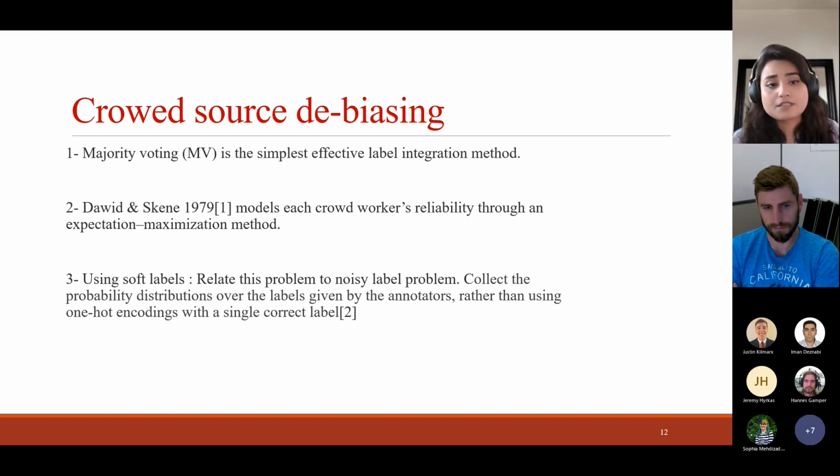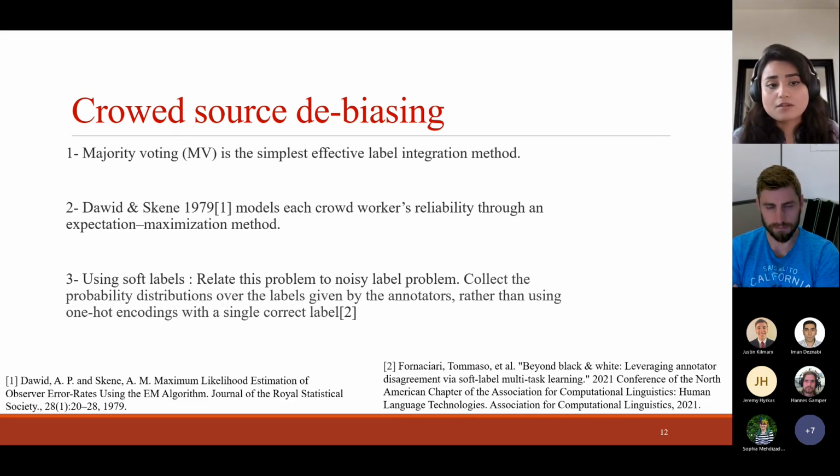The third type of method is using soft labels. For using soft labels, instead of directly calculating the one-hot encoded estimation, they calculate the histogram or probability distribution, and they estimate this distribution given by the annotators rather than the one-hot encoding. So these soft labels are used for regression problems as well, in emotion detection.